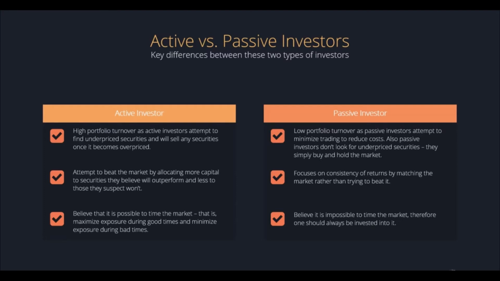Active investors believe that they can time the market. In other words, they're going to maximize their exposure during the good times and minimize during the bad times. That's sort of what I just mentioned in terms of gambling. They're going to bet big when things look good to them, and they're going to bet small when things look bad to them. On the other hand, passive investors are always going to fully expose themselves to whatever the market is doing because they don't believe that they can time the market. So that's a very key distinction between those two types of investors.